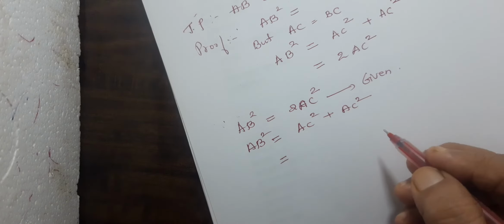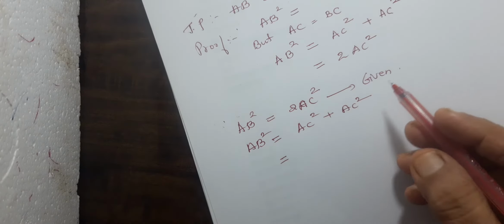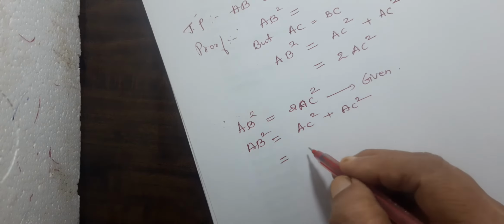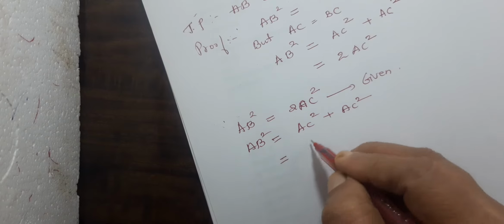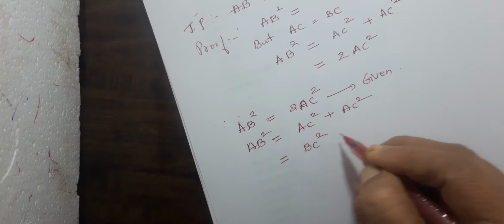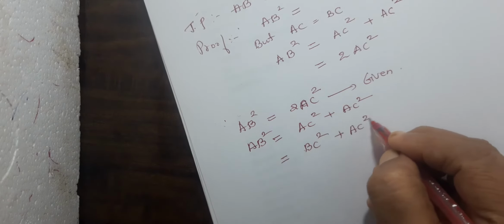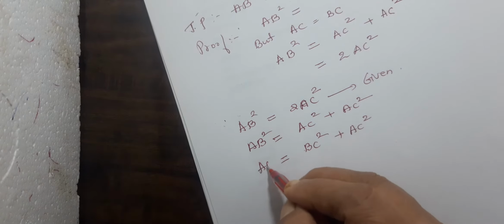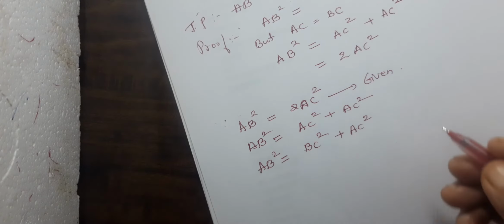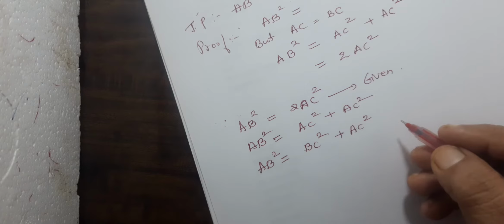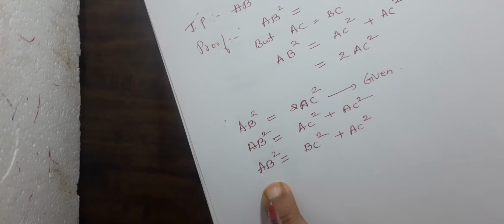And then what you can do is, you know that AC is equal to BC. So for one AC squared, you just write BC squared. So BC squared plus AC squared you get, and that is equal to AB squared. So if you get it like this, then what is the meaning? You have got the square on one side, that is AB, the hypotenuse, because this problem depends upon the converse of Pythagoras theorem.